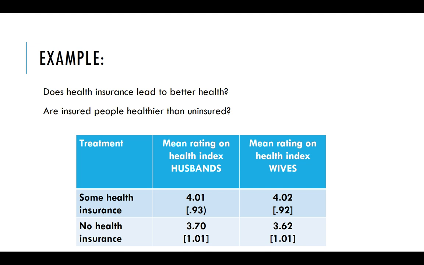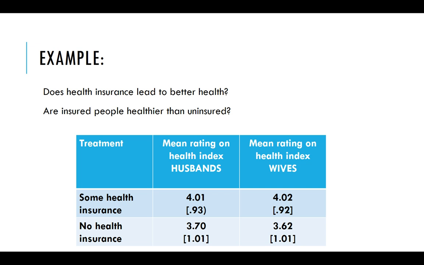So you see here my data set. I've got husbands and I've got wives, and we have two treatments, right? Some people have some health insurance and others have no health insurance. So we've collected a health index rating. You're in one of two treatments, and either you're a husband or a wife. So we've got our mean health index, right? So for husbands with some insurance, our mean health index is 4.01. But for wives with some health insurance, it's 4.02.